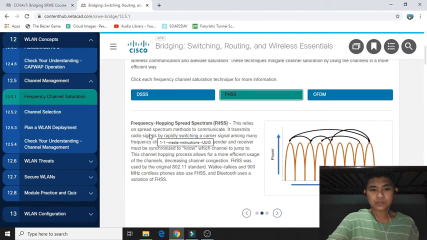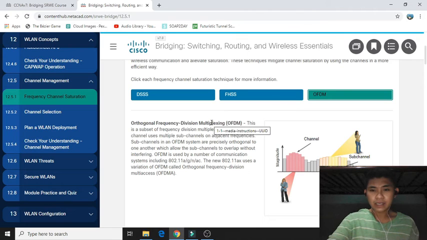Next, FHSS, or frequency hopping spread spectrum. This relies on spread spectrum methods to communicate. It transmits radio signals by rapidly switching a carrier signal among many frequency channels. Next is OFDM, or orthogonal frequency division multiplexing. This is a subset of frequency division multiplexing in which a single channel uses multiple subchannels on adjacent frequencies.